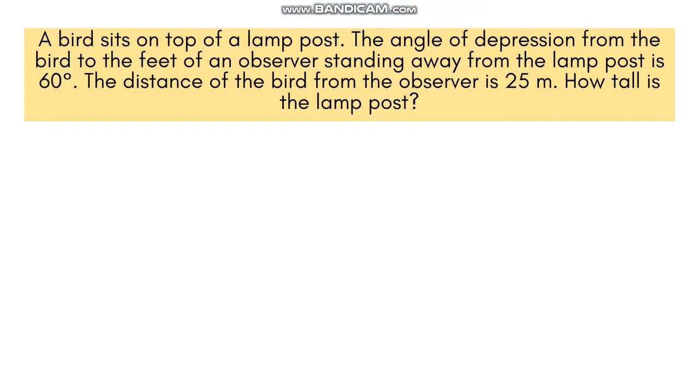So our last example: a bird sits on top of a lamppost. The angle of depression from the bird to the feet of an observer standing away from the lamppost is 60 degrees. The distance of the bird from the observer is 25 meters. How tall is the lamppost? So there is a bird that sits on top of a lamppost. There is an angle of depression that is 60 degrees. And the distance of the bird from the observer is 25 meters.